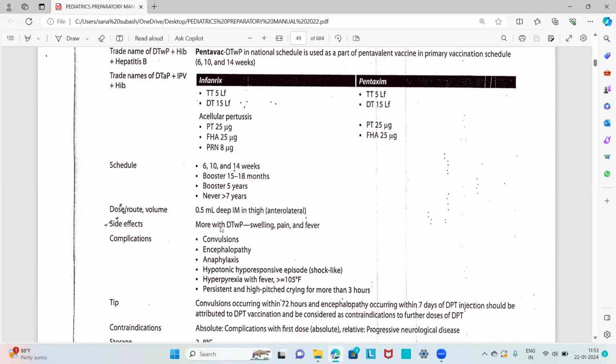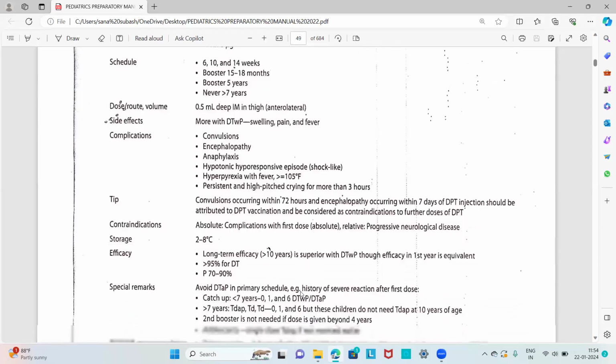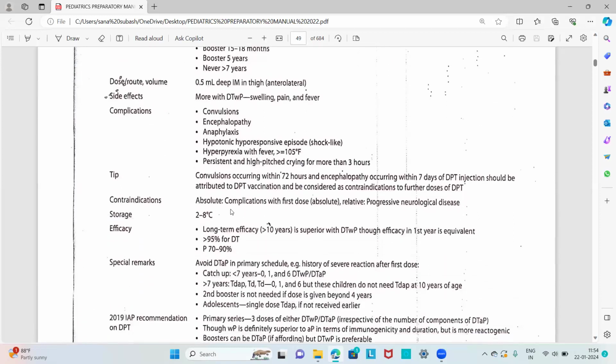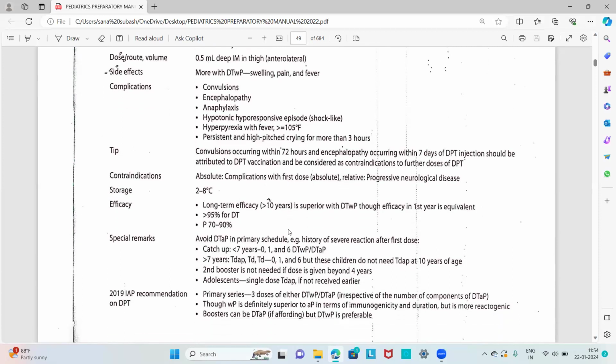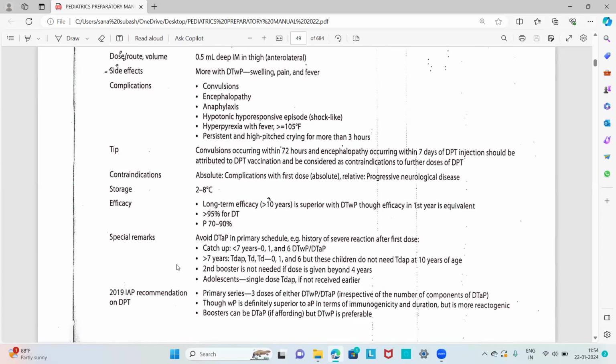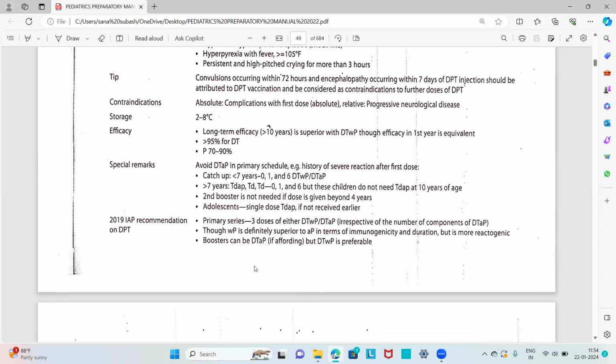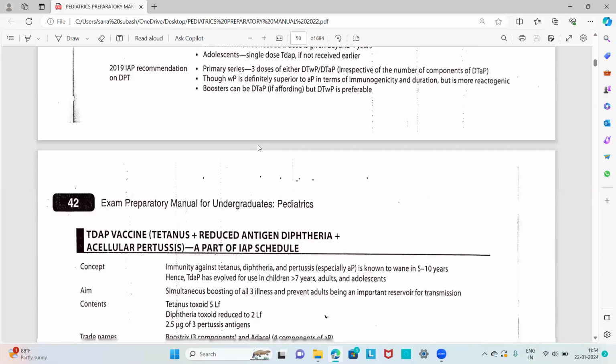Side effects are more with the DTwP, that is swelling, pain, and fever will be there. Complications like convulsions, encephalopathy, anaphylaxis, hypotonic hyporesponsive episode, hyperpyrexia with the fever, then persistent and high-pitched crying for more than 3 hours. And the contraindications: the absolute contraindication is a complication with the first dose, and the relative contraindication is progressive neurological disease. And the storage is at 2 to 8 degrees Celsius, and it has long-term efficacy.